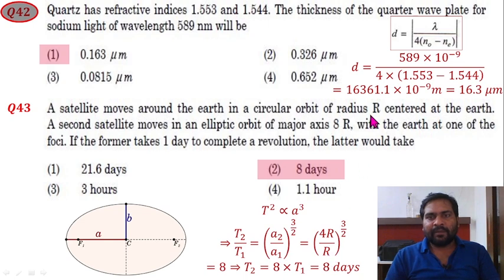4r divided by r, initially it is just r. After solving it, you will get that T2 equal to 8 times T1. T1 is equal to 1 day. The former takes 1 day, meaning the initial one, whatever satellite moves around the earth, it is taking 1 day. So 8 into 1 equals 8 days. So option 2 is correct.